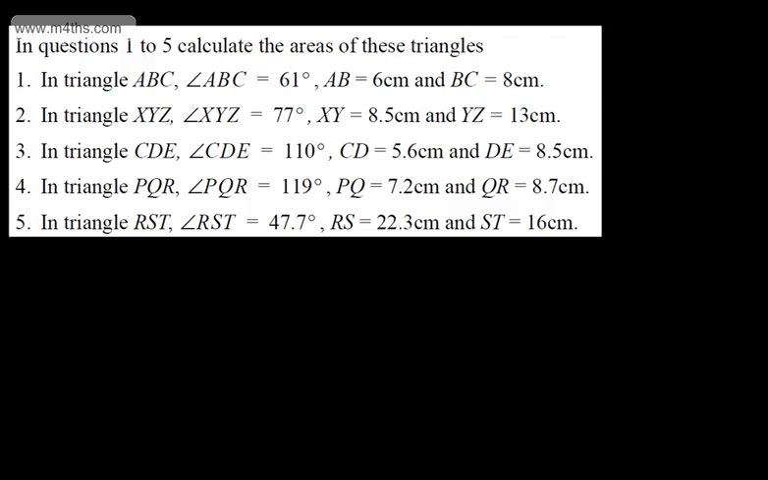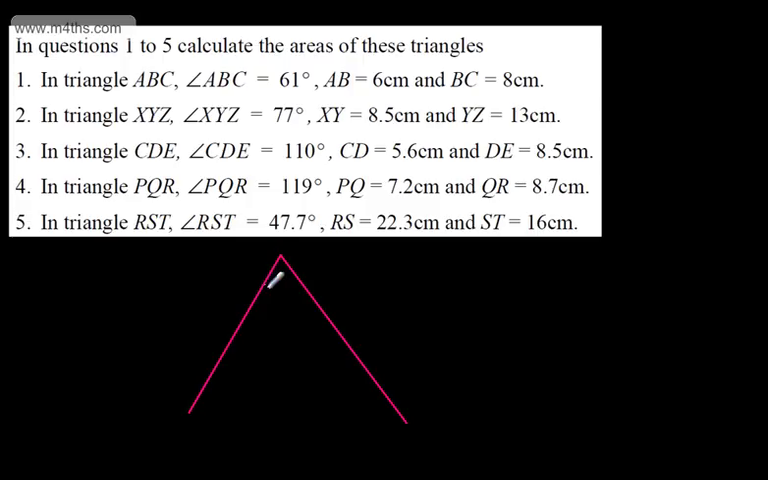Okay, let's look at some more. It says in questions 1 to 5, calculate the areas of these triangles. So in triangle ABC, angle ABC is 61 degrees, AB is 6 centimetres, and BC is 8 centimetres. So what I'm going to do is just sketch this up. We only need 2 side lengths here. I'm not even going to put the third one on, as once we have 2 of them and we have the angle, we've defined the bottom one.